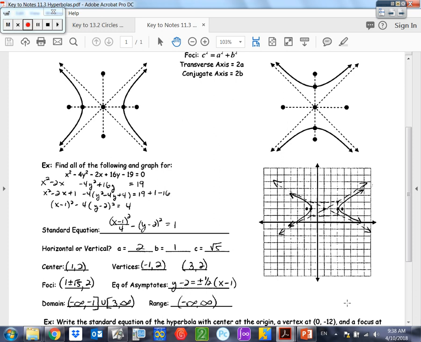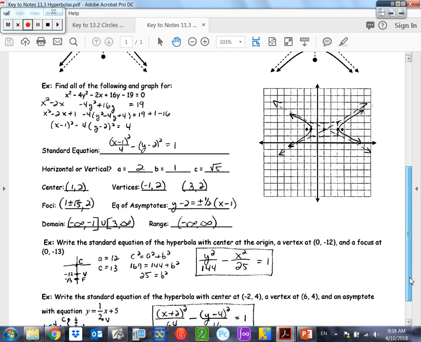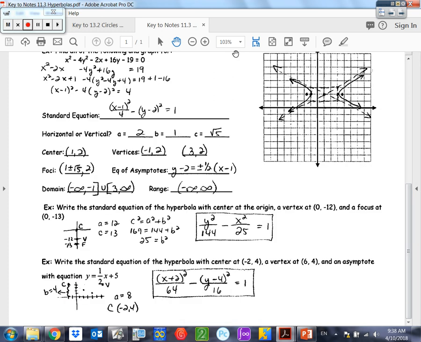Okay, how are we doing on that question? Is everybody okay? Okay. We have one other question to do. That's where we're going to write the standard equation with the information that we have. We have a center and a vertex and an asymptote. So let's go down to that.